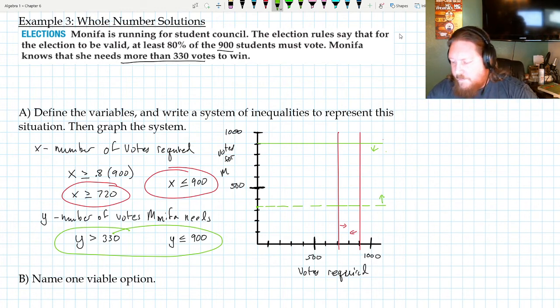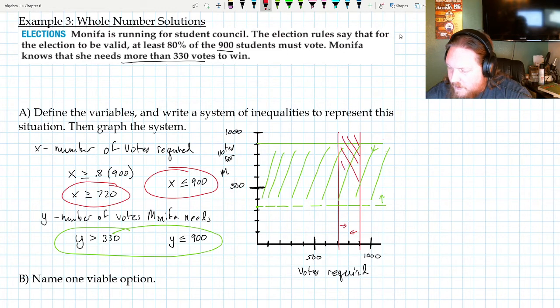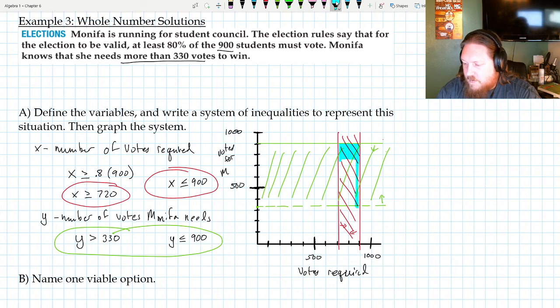So you can see for the green region for Monica's votes, there's a lot of options there. And for the potential number of votes for it to be valid, there's not as many options. You know what? I don't like the direction I'm doing that. Let's do it this direction. That way you can see the red and the green cross each other. There's this one spot in the middle where the two things overlap. That is where all the solutions are. There we go.